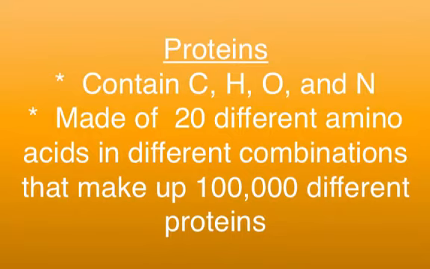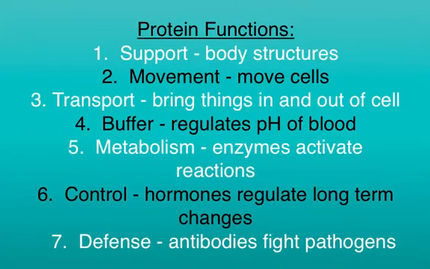They are the basic building blocks of the body, using 20 amino acids to create the hundreds of thousands of different proteins in the body. Proteins have 7 major functions in your body. Number 1, support. Structural proteins make up the components of all the structures in the body. Number 2, movement. Some proteins are contractile proteins that help to move cells throughout the body. Number 3, transport. Some proteins are transport or carrier proteins that help to move things across the cell membrane to bring them in or out of the cell.